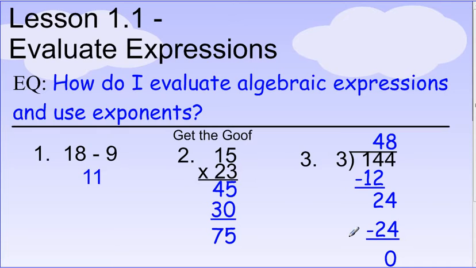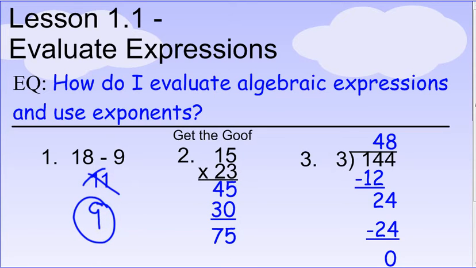We're going to be evaluating expressions. The essential question says, how do I evaluate algebraic expressions and use exponents? Down below here we have 3 Get the Goofs. What we want to do is try to figure out what mistakes there are in these problems. So let's look at example 1 here. 18 minus 9. Does that give us 11? No. 18 minus 9 should actually be 9.